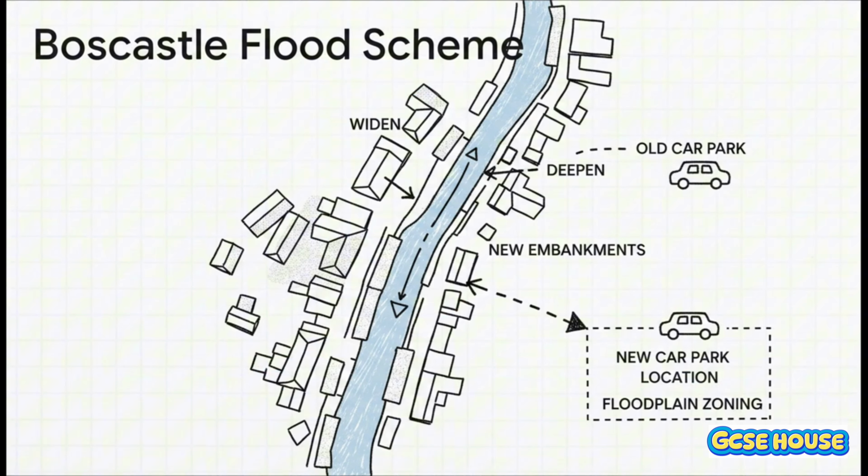And what they did in Boscastle is a great example of using a mix of strategies. They did some hard engineering, for sure. They made the river channel wider and deeper, but they also did some smart, soft engineering. They used something called floodplain zoning, which basically means they moved the town's car park to a safer spot. It really shows you the complex challenge of living alongside these powerful natural systems.